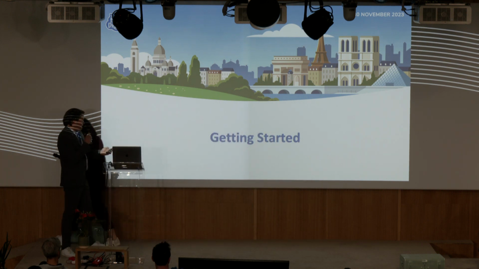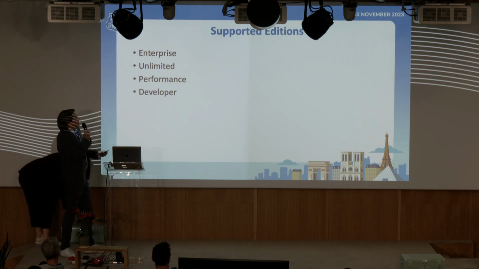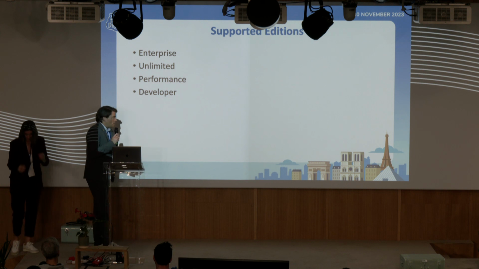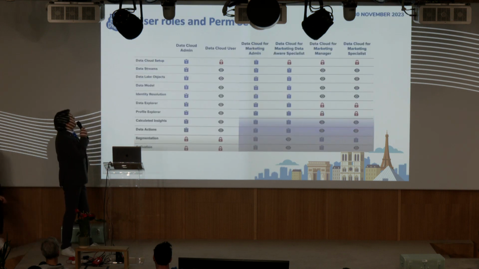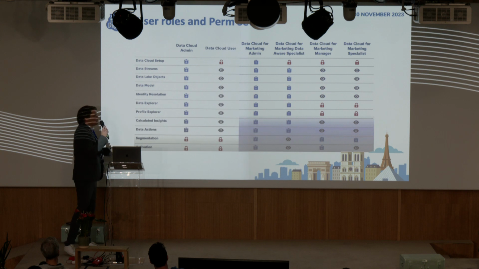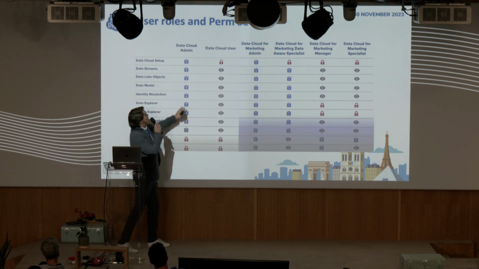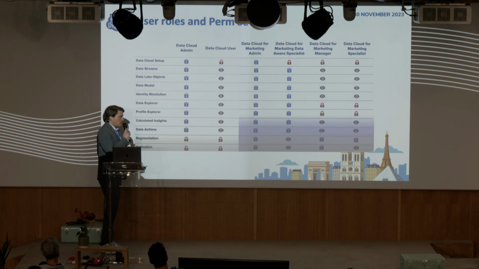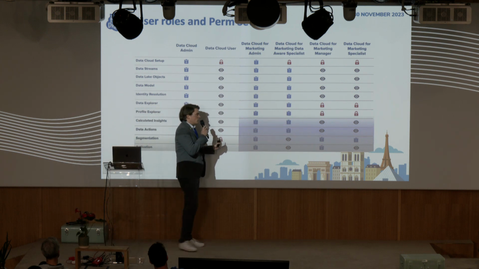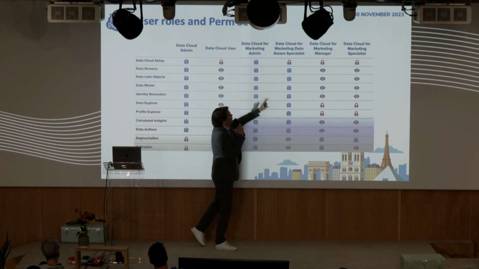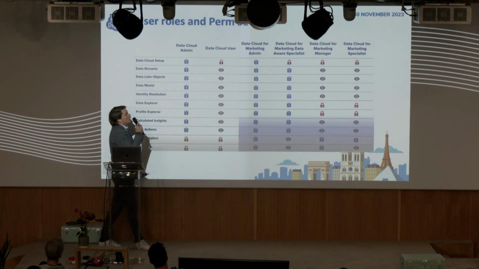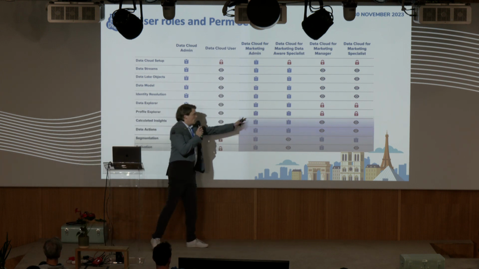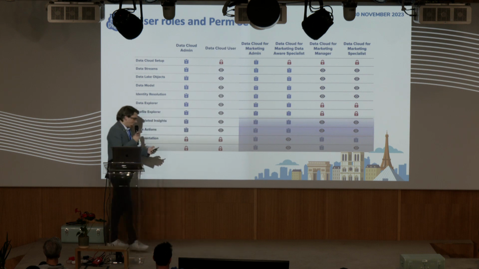Getting started. The supported editions for Data Cloud are Enterprise and everything above. I will not go into detail about that one. You have a lot of roles and permission sets. The standard ones are, of course, Data Cloud admin and Data Cloud user. If you also have Data Cloud for Marketing Cloud, then you will also have extra permissions that are already built in, where you can see which action can be done by which permission or by each user.